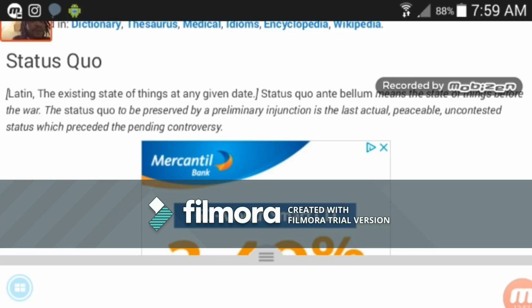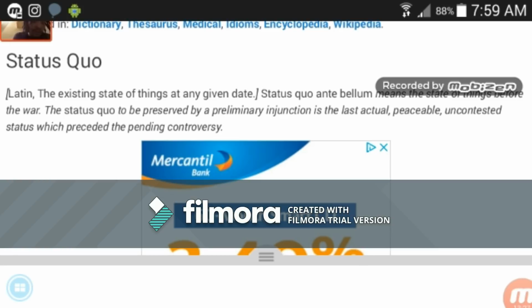Status quo is to be preserved by a preliminary injunction is the last actual peaceable, uncontested status which precedes the pending controversy. So what is the pending controversy? I would say the pending controversy would be the status being diminished at the maximum level, and being treated as such.